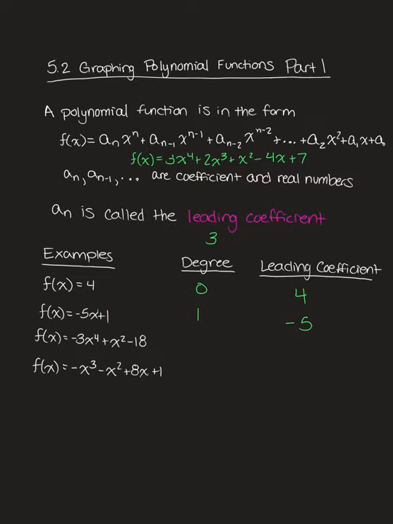F of x is equal to negative 3x to the fourth plus x squared minus 18. So my degree, the highest degree, is a 4. My leading coefficient of that term is negative 3. Last one, negative x cubed minus x squared plus 8x plus 1. Highest degree is a cubed, so it's a 3. My leading coefficient, it's negative, and there is an invisible 1 there, so it would be negative 1.